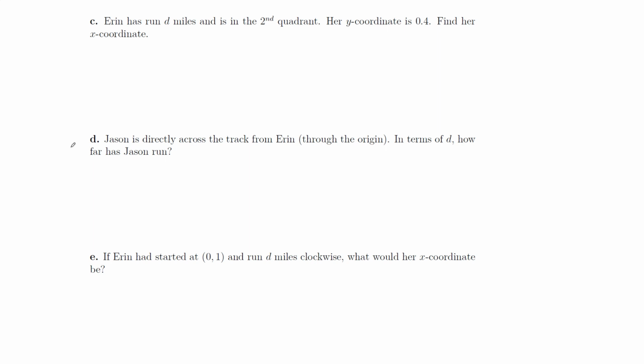All right, so same setup here. We've got a different person, Erin, right? She has run d miles and is in the second quadrant. It says her y coordinate is 0.4. Find her x coordinate. Okay, so again, I can make my sloppy unit circle here.